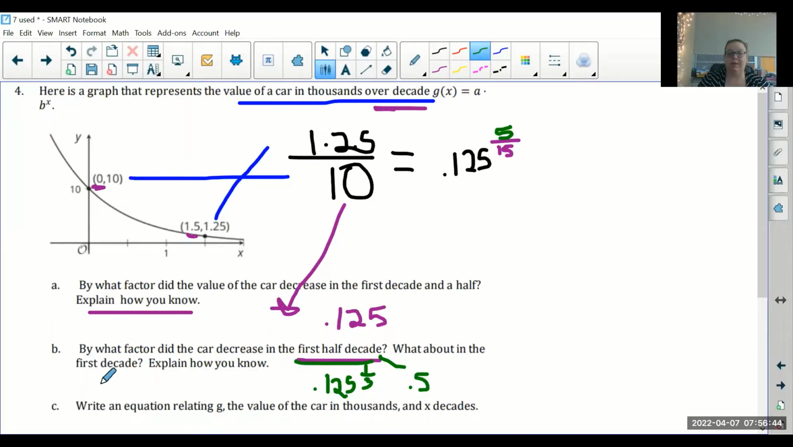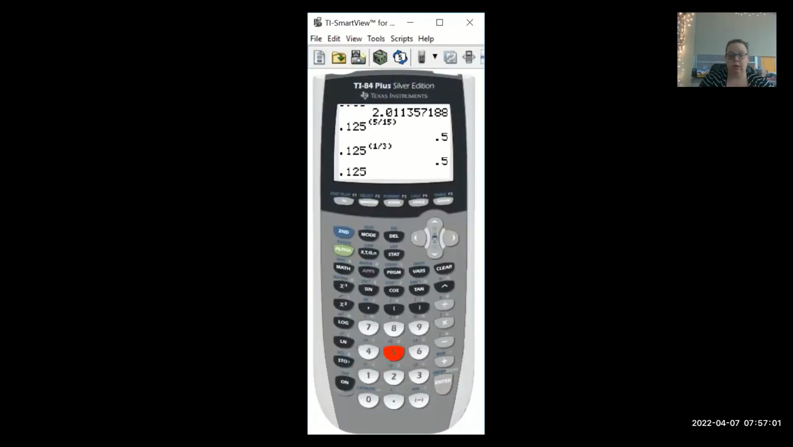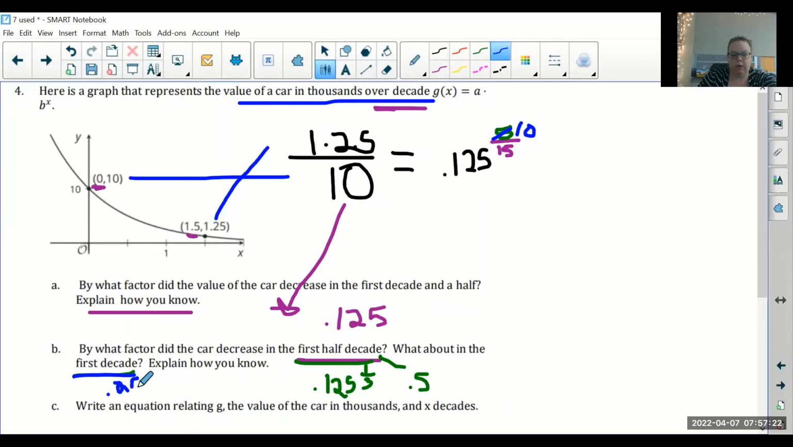And then it says, what about the first decade? So now they're changing it from half a decade to a decade, which is 10 years. So now I need to change this 5 to a 10. And then I could do the same thing, put it in my calculator. I could do 10 over 15, or I could do 2 over 3, again, whichever way your brain works. So I would do 10 over 15, as my exponent. Either way, I get 0.25. So my answer for this one is 0.25, and again, you would include the work to explain how you know.